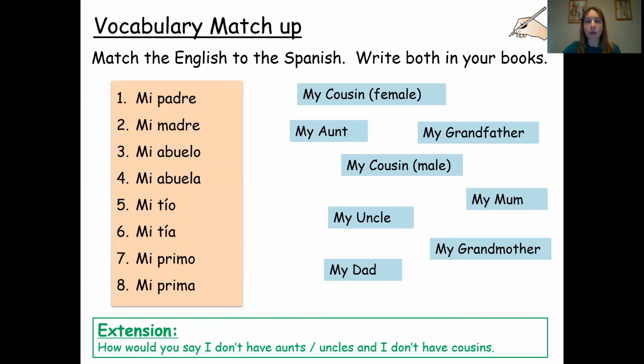Muy bien. Hopefully you had some good opportunity to practice that. So now I would like you to record all of that new vocabulary by matching the English to the Spanish and writing both of them in your book, so you've got a really good record of it. As always, there's an extension activity. How would you say I don't have aunts or uncles and I don't have cousins? So please pause this video now to do that.